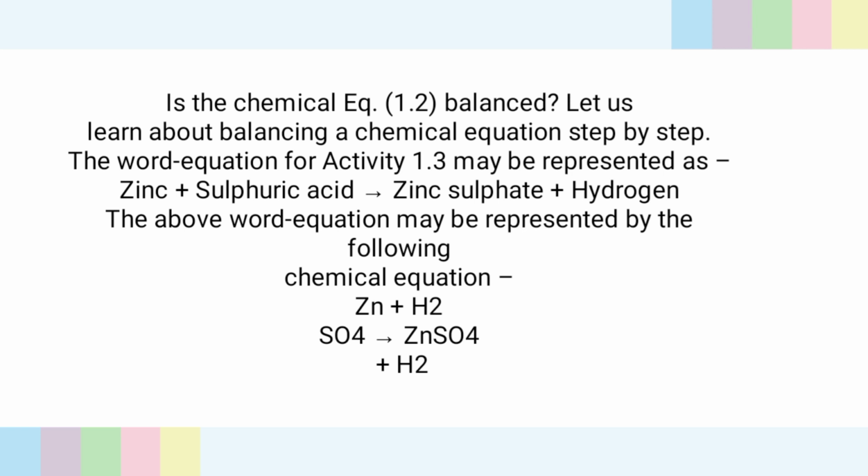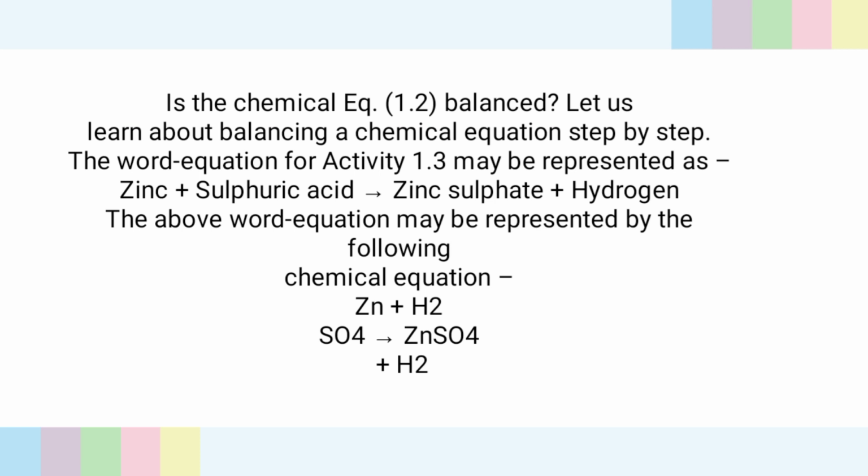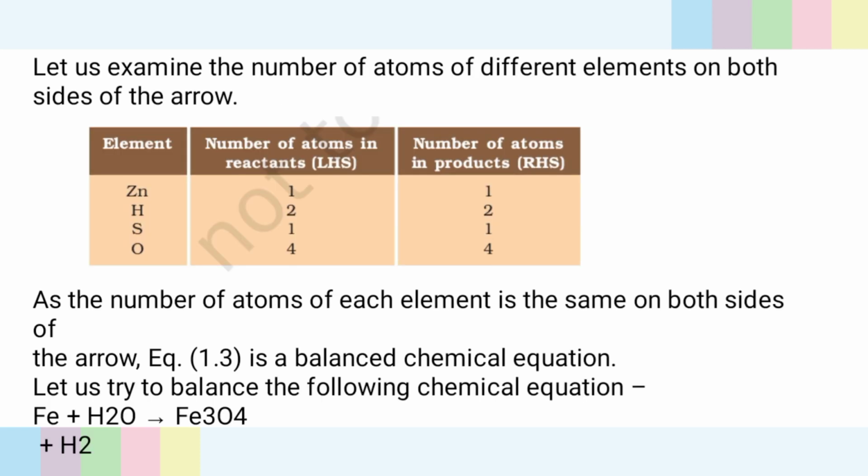So when the chemical reaction takes place between these two reactants, we will get zinc sulfate, ZnSO4, plus H2. So this will be the reaction. Do you think this is a balanced one? Let us see. Let us examine the number of atoms of different elements on both sides of the arrow. So let us first list down the elements. We saw zinc, hydrogen, sulfur and also oxygen.